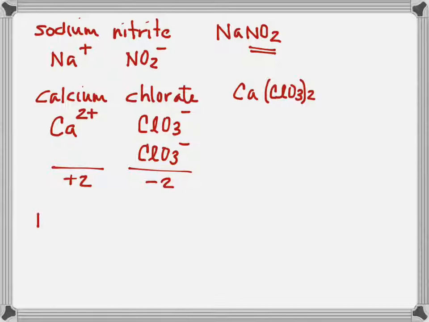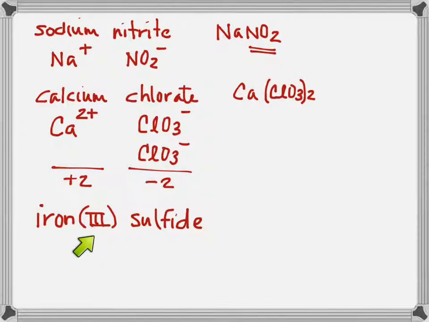How about iron 3 sulfide? Well, the Roman numeral here tips us off immediately. This is an ionic compound. Iron 3. So we need to know the element symbol for iron, which is Fe.